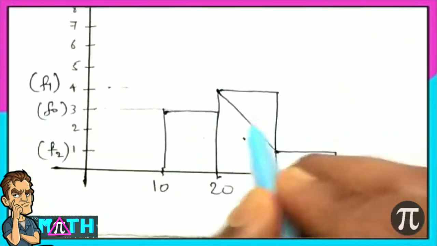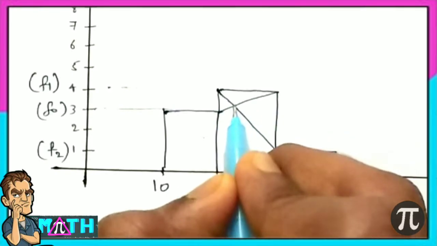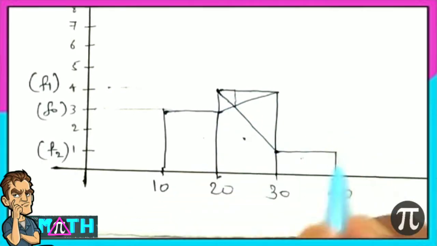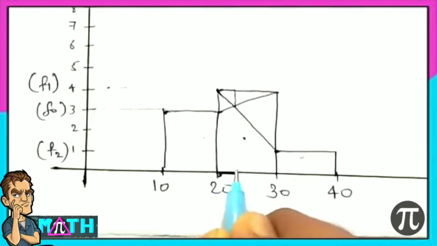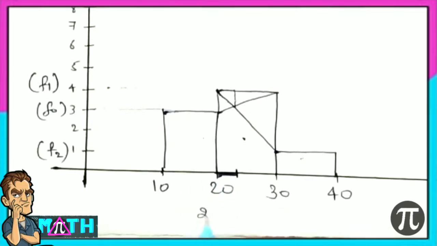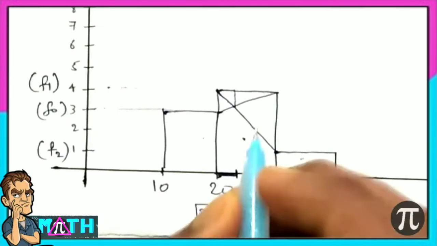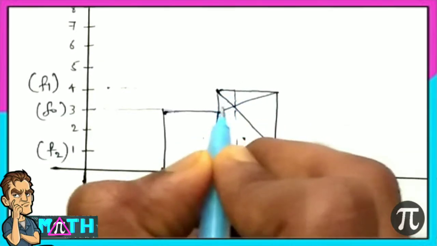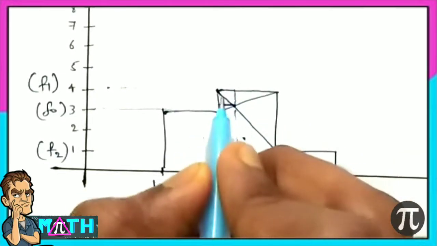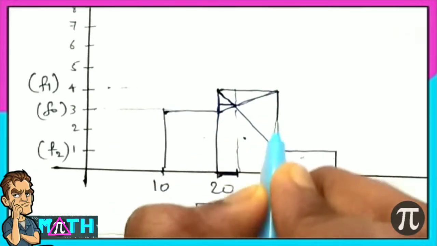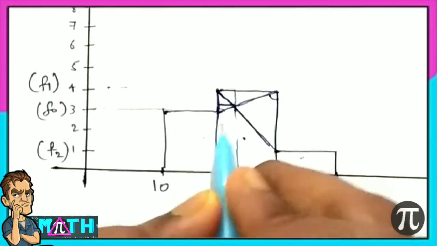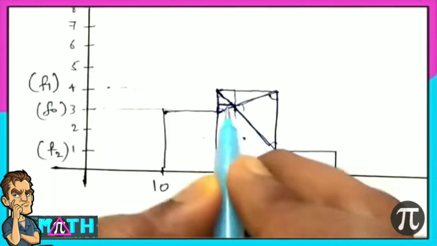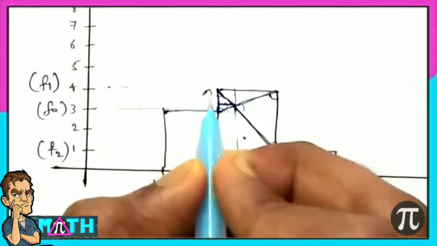Now we know that the mode depends on the adjacent frequencies. So I will join like this, and whatever this length is from here to here, this length from the origin, that is 20 plus x something, so this will be the mode. Now this length x is this x. Now look at these triangles and see that this angle is equal to this angle, alternate interior angle and vertically opposite angle. So these two triangles are similar.